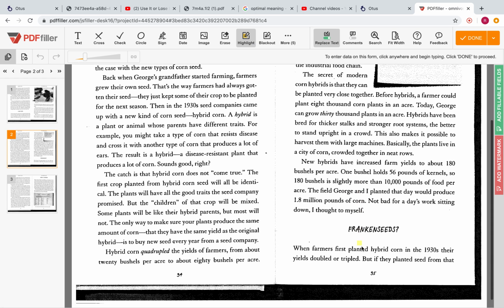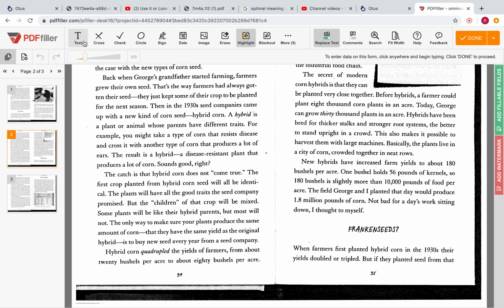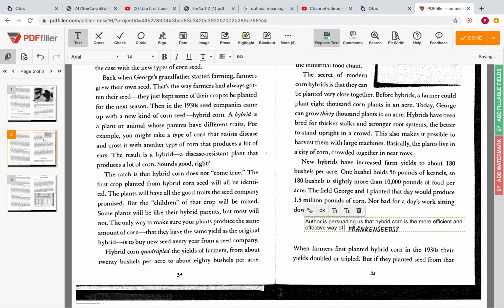So, if I think about the author's purpose for this section, I would say that it is to persuade. The author is persuading us that hybrid corn is the more efficient and effective way of growing corn. All right. So now we have determined the author's purpose.